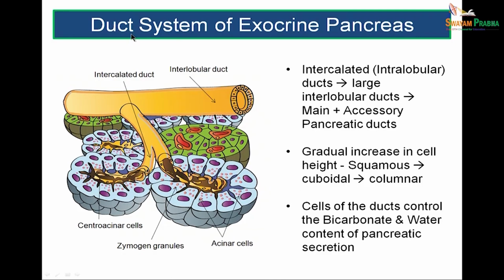Let us talk about the duct system of the exocrine pancreas. There are the intercalated ducts, which are the smallest intralobular ducts. These drain into the larger interlobular ducts, which ultimately drain into the main pancreatic duct. The intercalated ducts have a flat cuboidal epithelium, initially squamous and cuboidal as it starts draining into the interlobular duct. The epithelium then turns into a columnar type of epithelium. The cells of the ducts control bicarbonate and water content of the pancreatic secretion.